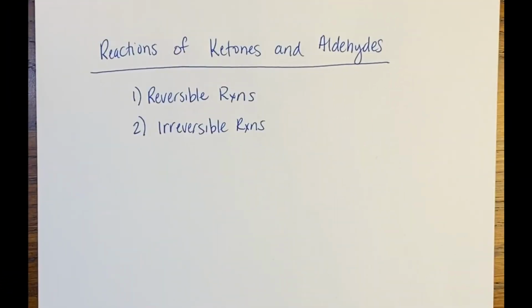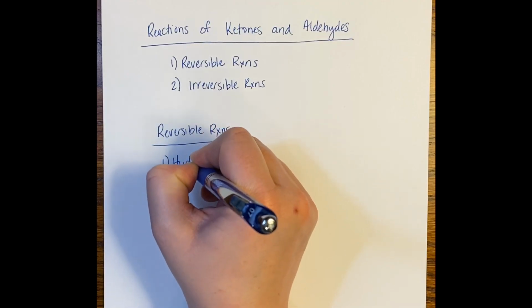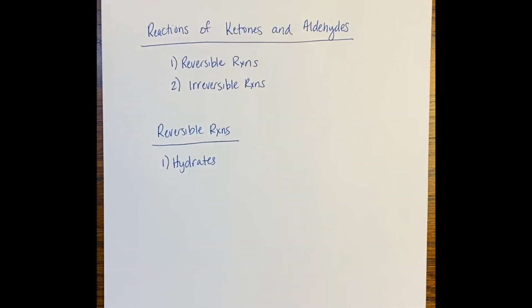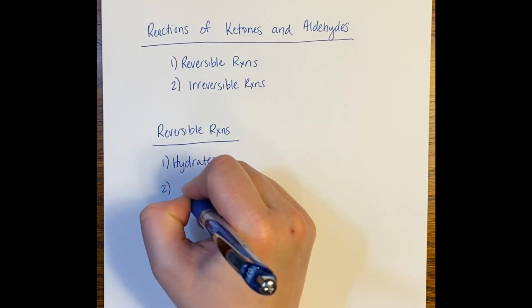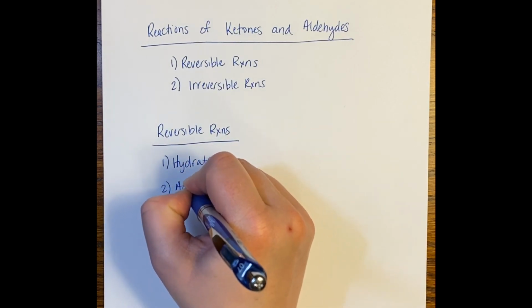So there are two classes of reactions that we're going to see for ketones and aldehydes. The first being reversible reactions, the second being irreversible reactions. For the reversible reactions, that's where we're going to start, and these are mechanisms that you should be able to work in both the forward direction and the reverse direction. When it comes to our reversible reactions, there are 5 reactions we're going to talk about. We're going to talk about the formation of hydrates. We're going to talk about the formation of acetals and ketals.